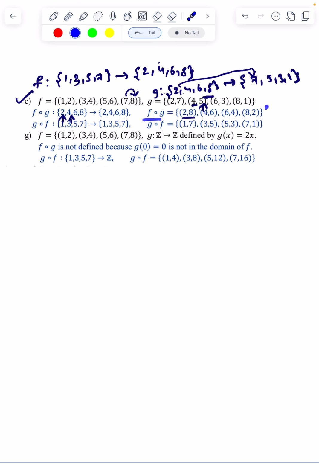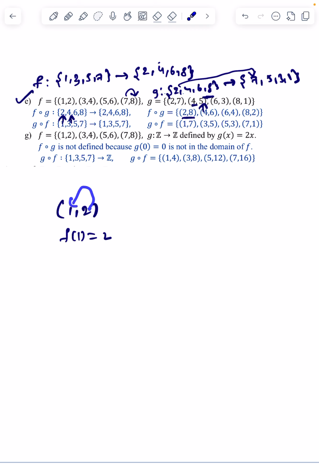Then finding f circle g is very important. How do we find the ordered pairs of f circle g? We know what each ordered pair means. The ordered pair (1, 2) is given in the function, and it means f of 1 is 2; this 2 is the image of 1. Similarly, f of 3 is 4, f of 5 is 6, f of 7 is 8. Similarly, g of 2 is 7, g of 4 is 5, g of 6 is 3, g of 8 is 1.